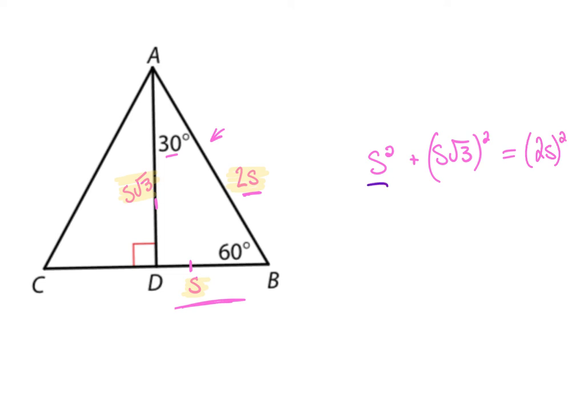s squared, well, that's just s squared. I square the s, so that's s squared. I square a square root of 3, I get just a 3. Here, I square the 2. 2 squared is 4. I square the s, that is s squared. I have 1 s squared plus 3 s squared equals 4s squared. That is true. And so that's what this theorem says at the bottom of page 319.